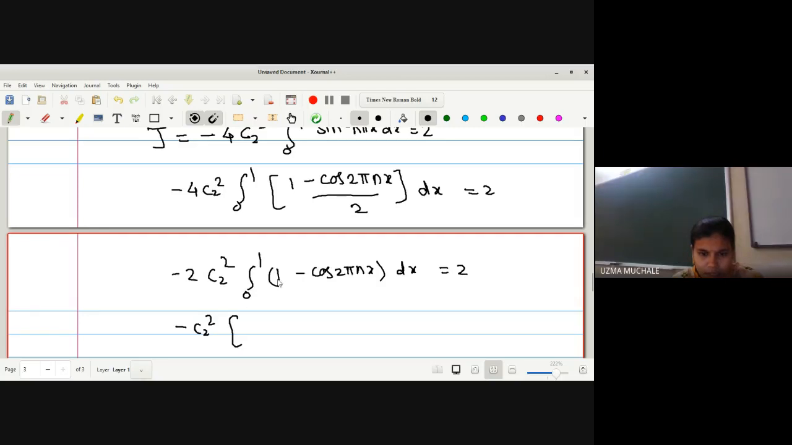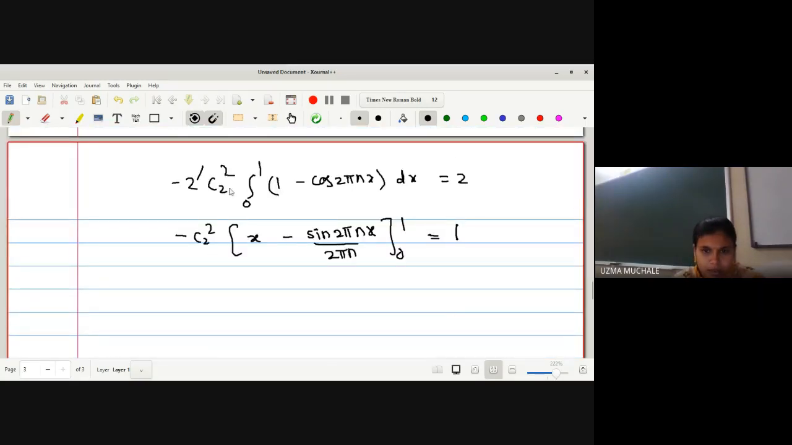Let me evaluate the integration. The integration of 1 is nothing but x. What is the integration of cos? Sine of 2 pi nx divided by 2 pi n within the limit 0 to 1, which is equal to 1. This 2 and this 2 will get cancelled. Minus C2 squared, integration of 1 is x, integration of cos 2 pi nx is sine of 2 pi nx divided by 2 pi n, as integration is with respect to x. Minus C2 squared outside, x minus sine of 2 pi nx divided by 2 pi n.